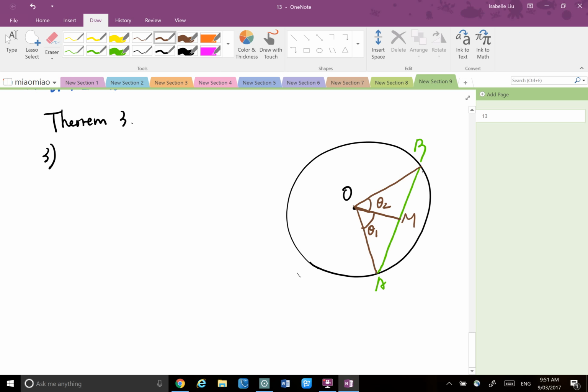So what you do is you draw a line from the point O, the angle bisector, and the angle bisector touches the line AB at point M. So for this one, what is given? Given that theta 1 equals theta 2, what I want you to prove is OM perpendicular to AB.